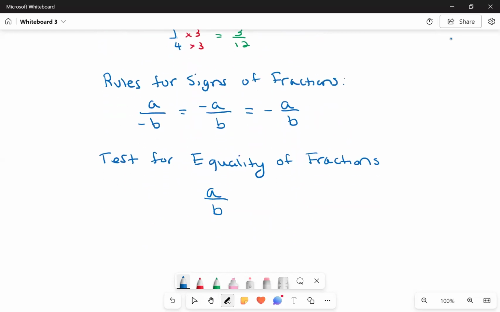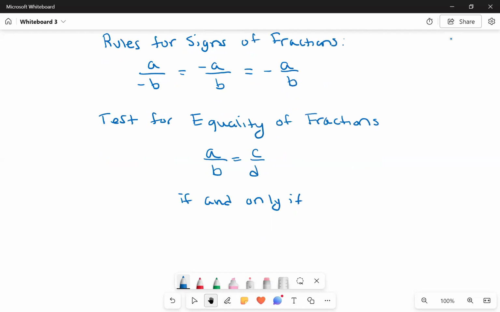If A/B happens to equal C/D, then this is going to occur if and only if AD happens to equal BC. And you might recognize this as a cross multiplication. In other words, if we multiplied A times D and then B times C, if those two things are equal, the two fractions are equal.